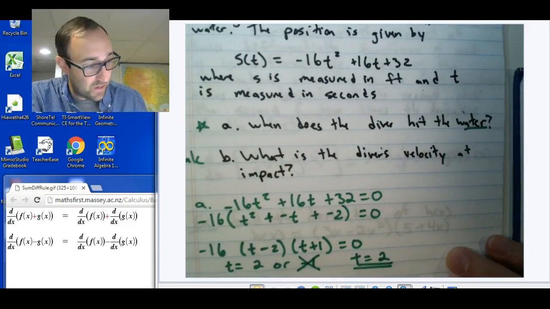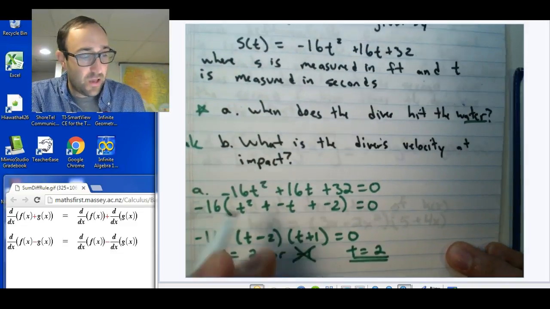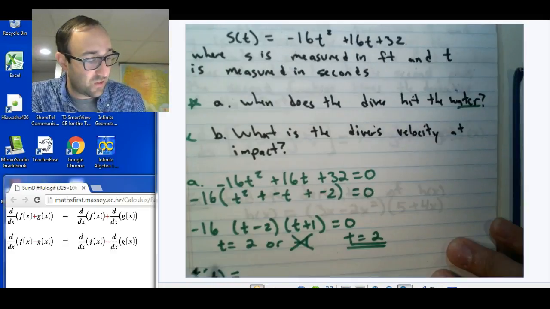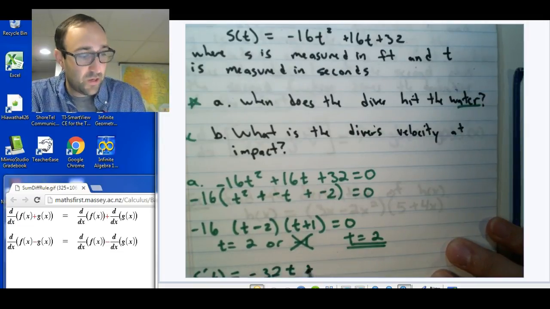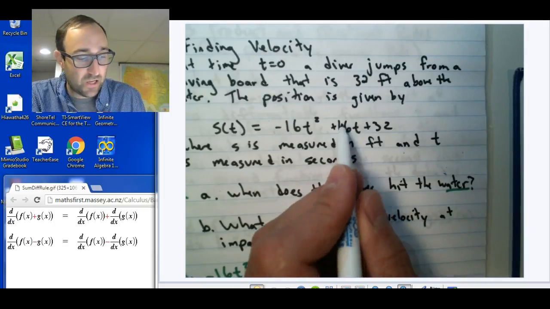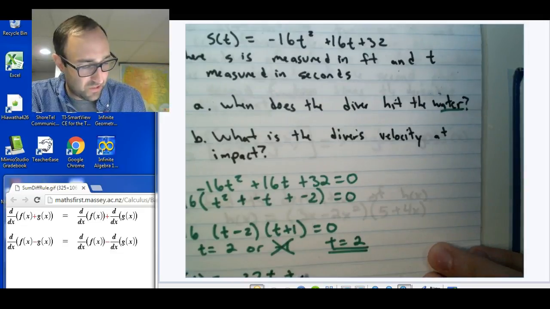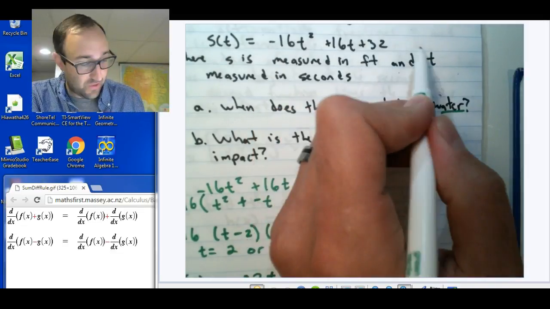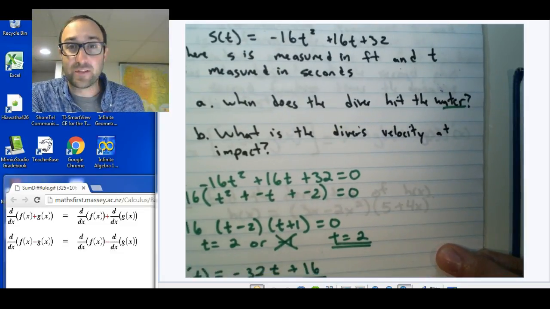Okay, so s prime of t is going to equal, with the 2 going to the front, 2 times negative 16, which is negative 32t, plus the derivative of 16t, which is just plus 16, and the 32 is going to cancel out. There's going to be nothing, so I really don't have to do anything. So that's my s prime of t.